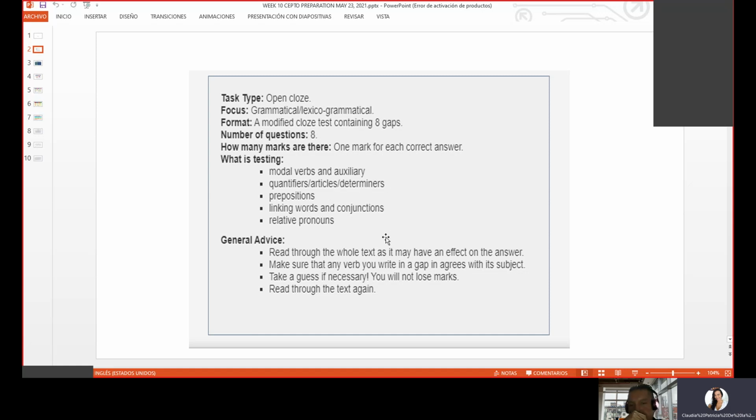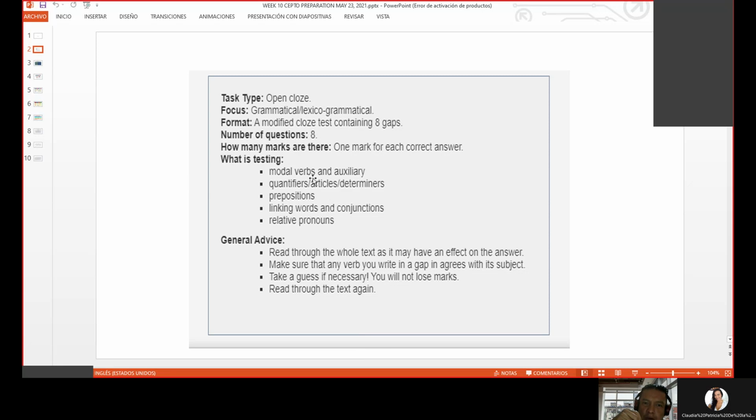Also, it can be just one letter, like adding the s if it's the third person singular. It's not only adding past simple, present continuous, present perfect, but also something as small as the s in the third person singular. Okay. Let's continue. We're going to see examples of what is tested, and then we're going to do some practice exercises.